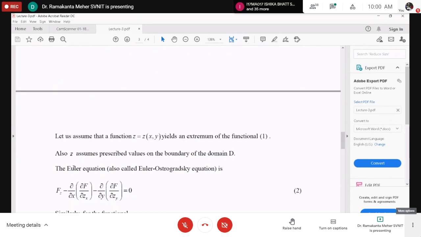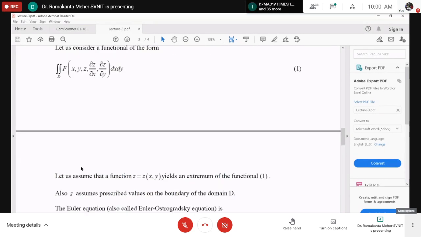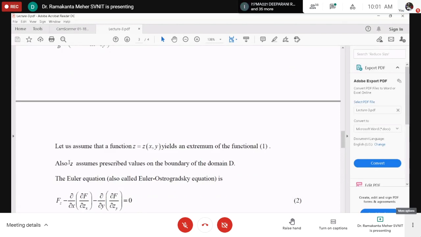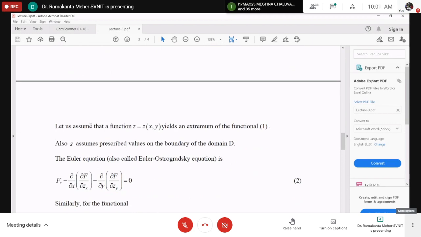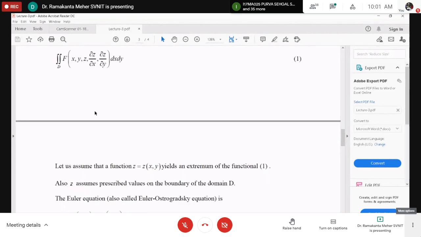Next, as I already told in the last class, we have to consider boundary value problems or boundary points to extremize any type of functional. So here also we assume that z assumes prescribed values on the boundary of the domain, not on the initial points. So these are the two assumptions. This is the function z which gives you an extremum, and this z also assumes the prescribed value at the boundary points of the domain D, where this functional is defined.